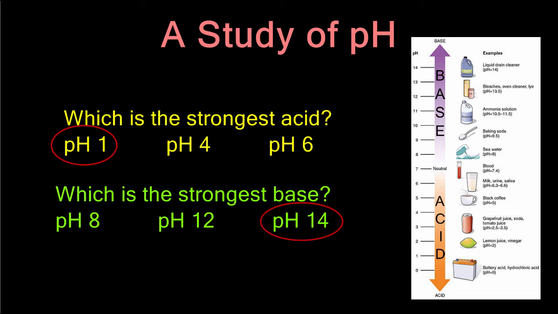pH of 8 would be a weak base. pH of 12 would be a moderately strong base. pH of 14 would be considered a strong base because it is farthest away from neutral.